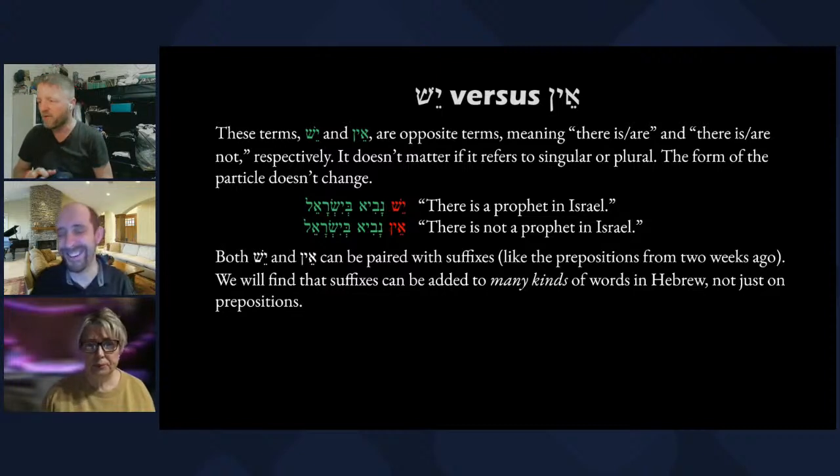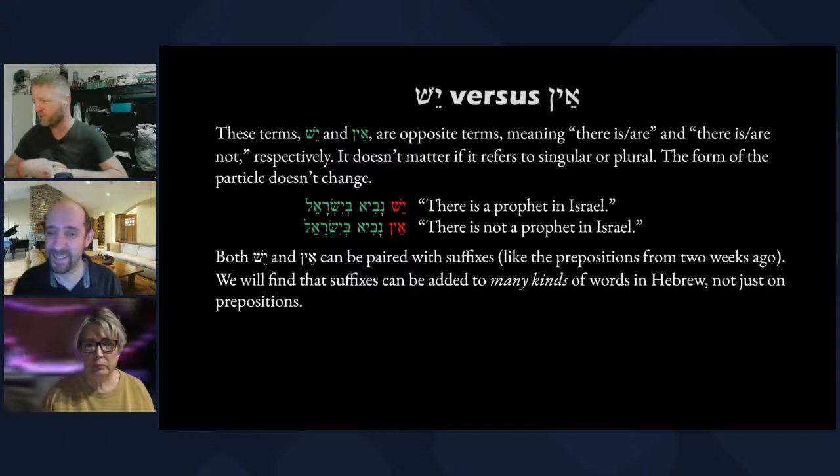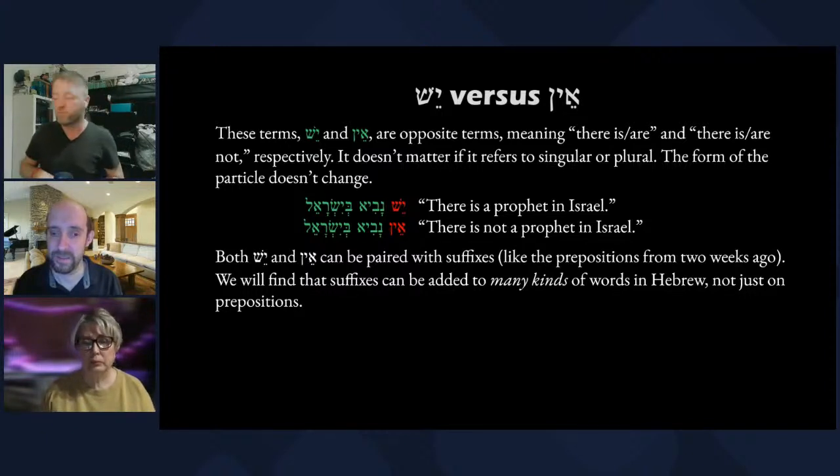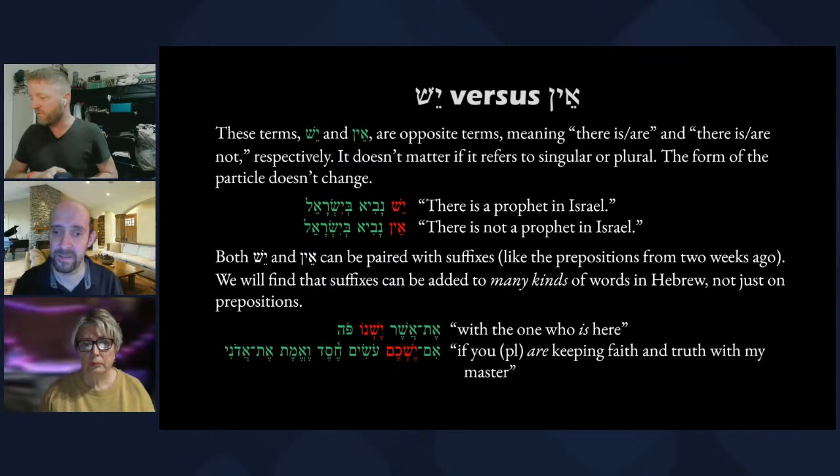All right, so both yesh and en can be paired with suffixes, like the prepositions from two weeks ago. We will find that suffixes can be added to many kinds of words in Hebrew, not just to prepositions, like verbs. We can use suffixes on verbs. That's fun. Okay, so if we add the suffix for "him" to yesh, we're going to see yeshno.